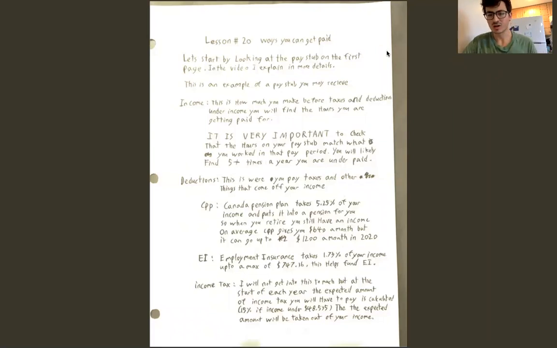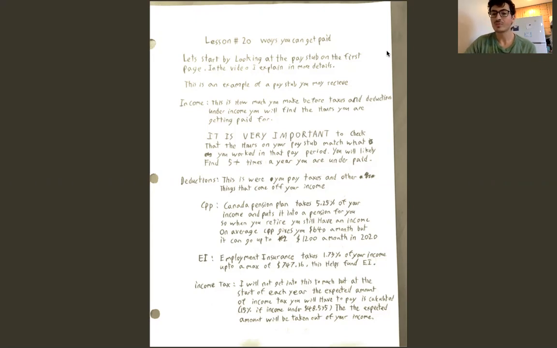So I thought we'd start by looking at a pay stub. What you could expect in BC for a pay stub, what kind of deductions you get, and how you can check to make sure you're getting paid the right amount. Because people will find maybe 5+ times a year they are underpaid in their paycheck, that their hours aren't counted properly or overtime hours aren't counted properly. So it's important to check your paycheck to make sure you're getting paid what you are owed.